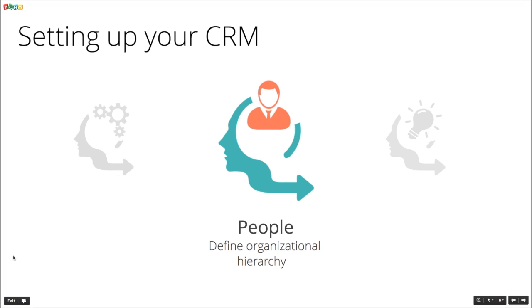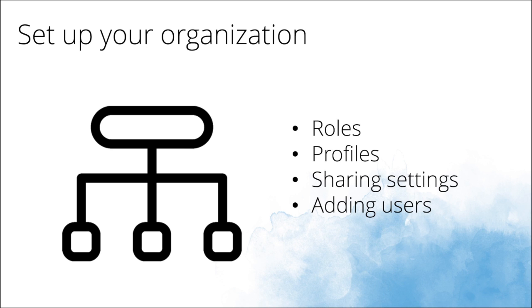Now the next step in setting up your CRM is to think about the people that are going to be using it. So this is your team, how they're organized, who reports to whom, and which users need access to what data. Now you can set all of this up using what is called roles and profiles. So each person in your organization will need a user license to access your CRM. And as the administrator, you are responsible for inviting new users to your CRM and purchasing those licenses for them.